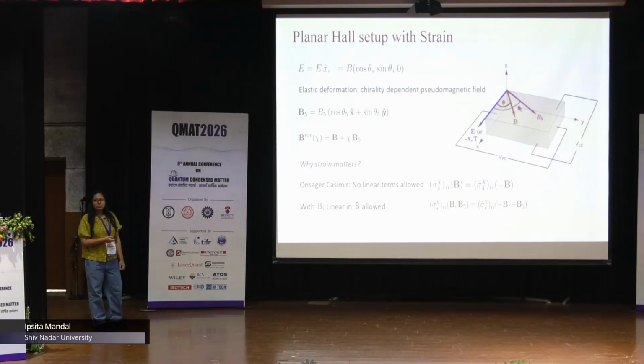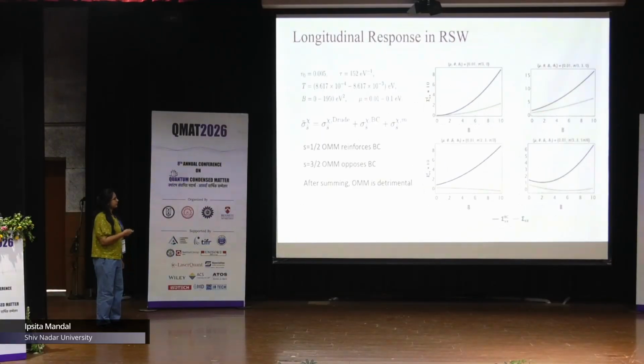In addition, we wanted to see how strain will affect the magnetotransport. Using elastic deformation, you can generate a pseudomagnetic kind of field, which also couples with the chirality of the nodes. So the total magnetic field is this. Why is this interesting? Because if you have only E or B field, Onsager-Casimir constraints allow only even in B kind of terms, while in the presence of B5, linear in B terms are also allowed, which will be the product of B5. Obviously the B square terms will be there, but linear in B terms are also there.